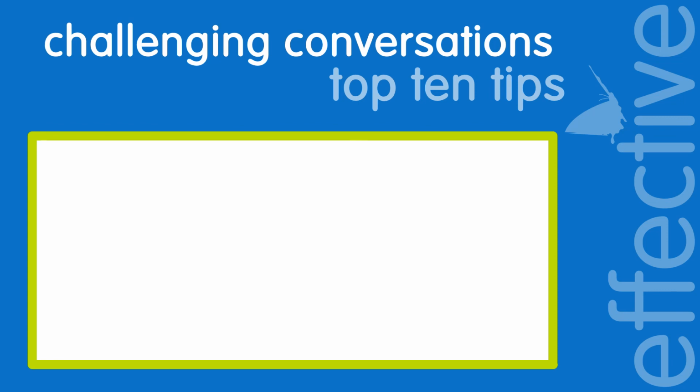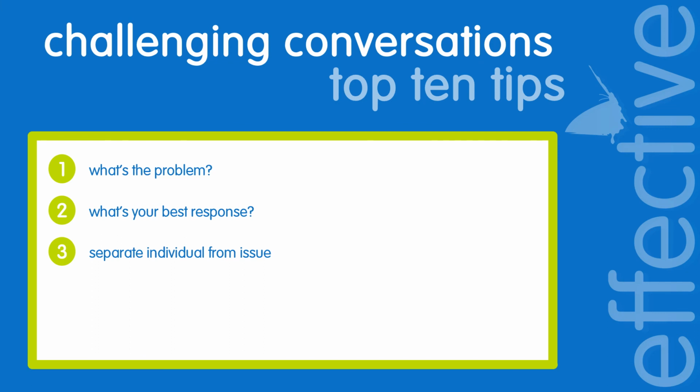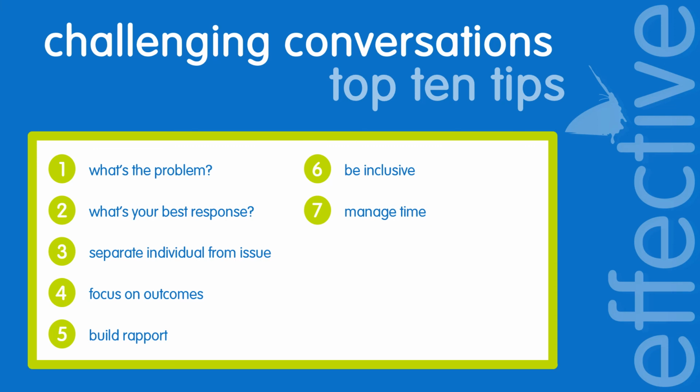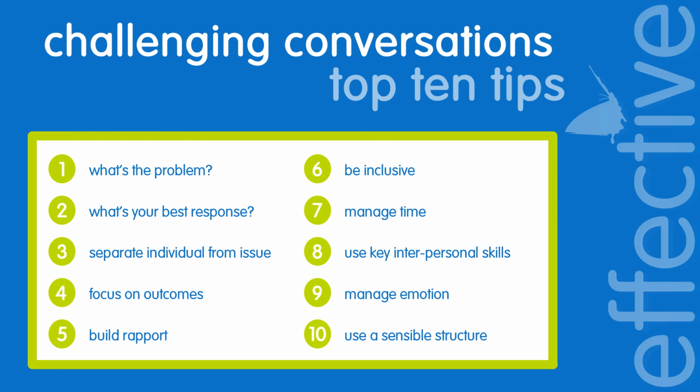So, those are my top 10 tips for challenging conversations. And to briefly and quickly summarize all 10, tip 1, clarify the problem. Tip 2, choose your response. Tip 3, separate the issue from the individual. Tip 4, be clear about the outcome you want. Tip 5, establish rapport. Tip 6, be inclusive. Tip 7, manage time effectively. Tip 8, use a range of key interpersonal skills. Tip 9, understand the power and consequence of emotion. And tip 10, have a clear structure which you are prepared to amend if necessary.